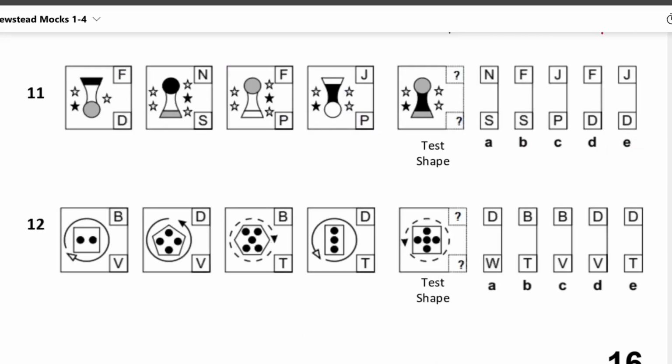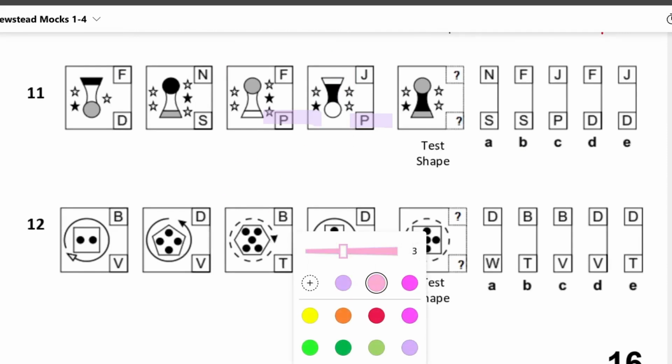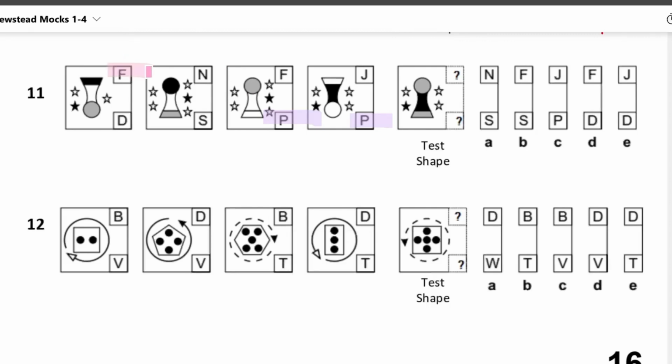Let's identify some key points. P and P are similar. Not seeing yet how that seems to be useful to us, but then we also have F and F that is similar. So F and F, I'm going to guess, corresponds to grey shading for the circle, which we also have in our shape. So we're going to take away A, J, and E.